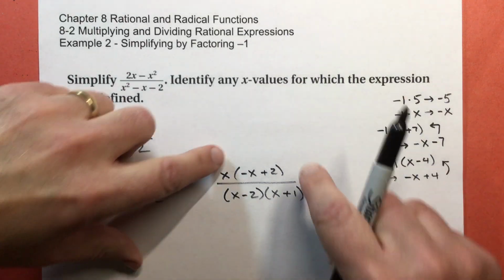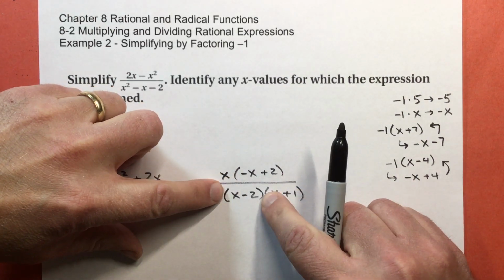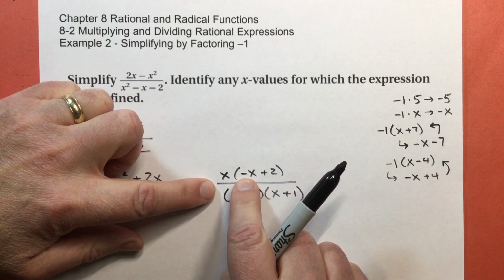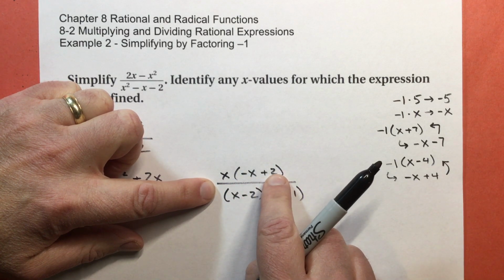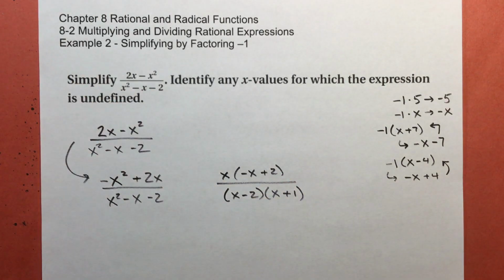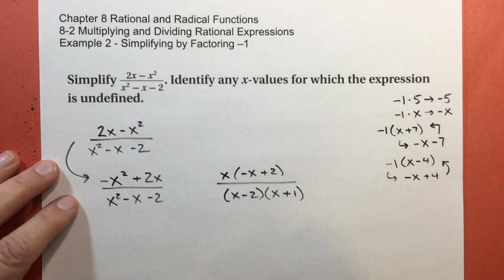But actually, these two look very similar. This is -x plus 2. Instead of -x, I got +x. Instead of +2, I got -2. They are the same factor if I also factor out a -1.